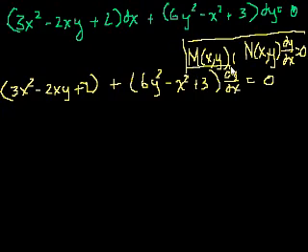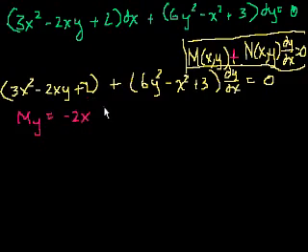And now we need to prove to ourselves that this is an exact equation. So let's do that. So what's the partial of M? This is the M function, right? What's the partial of this with respect to y? This would be 0. This would be minus 2x, and then just a 2. So the partial of this with respect to y is minus 2x.